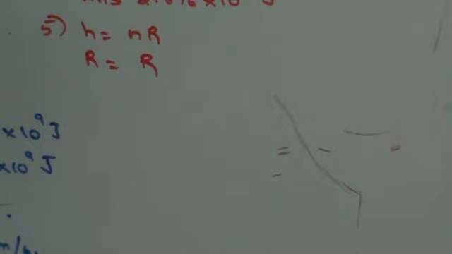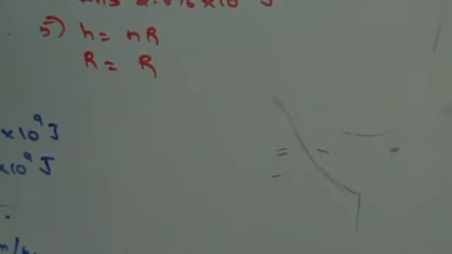Show that the ratio of the acceleration due to gravity on the surface to that at height h is nothing but n plus 1 the whole square.